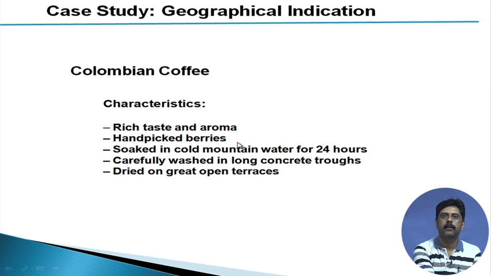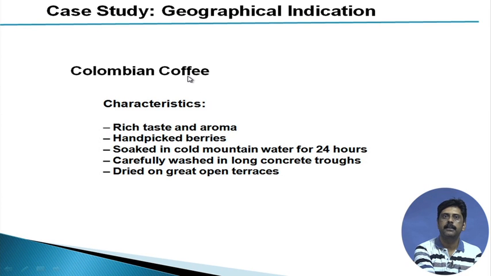Then that coffee, just like Darjeeling tea, you know that we have to hand pick the leaves. In the garden we have to collect the leaves using hand. So, hand picked, here also hand picked berries. In the processing part, I told you the uniqueness with reference to processing: soaked in cold mountain water for 24 hours, that is the uniqueness. Carefully washed in a long concrete trough, dried on a great open terrace.